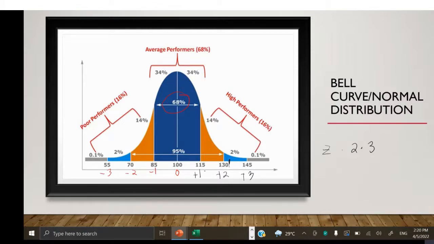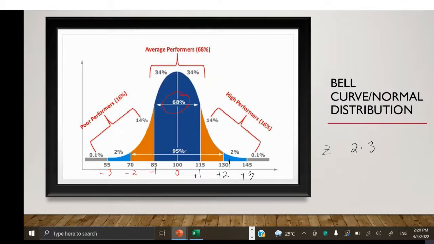Only a few people, that would be 14% of the population, would fall within the range of 1 standard deviation to 2 standard deviation above the mean. So this would be 14%. Now, from the mean, which is 100, to 2 standard deviation below and 2 standard deviation above, that would comprise 95% of the population.